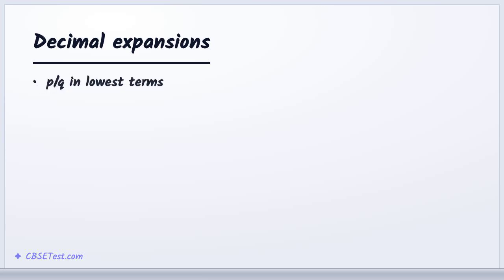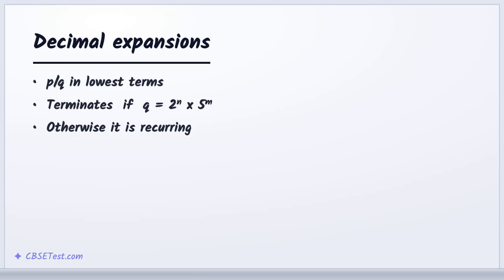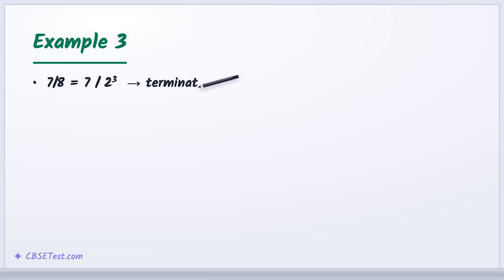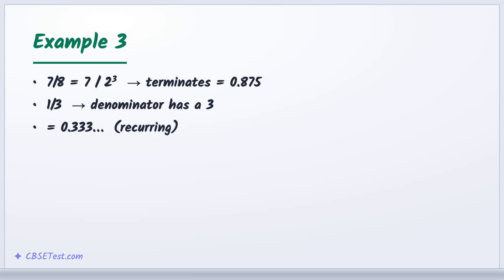Whether a fraction's decimal stops or repeats depends on its denominator. If, in lowest terms, the denominator is only made of 2's and 5's, the decimal terminates. Any other prime factor makes it recurring. 7/8 has denominator 2 cubed, so it terminates as 0.875. But 1/3 has a 3 in the denominator, so it recurs as 0.3 repeating.